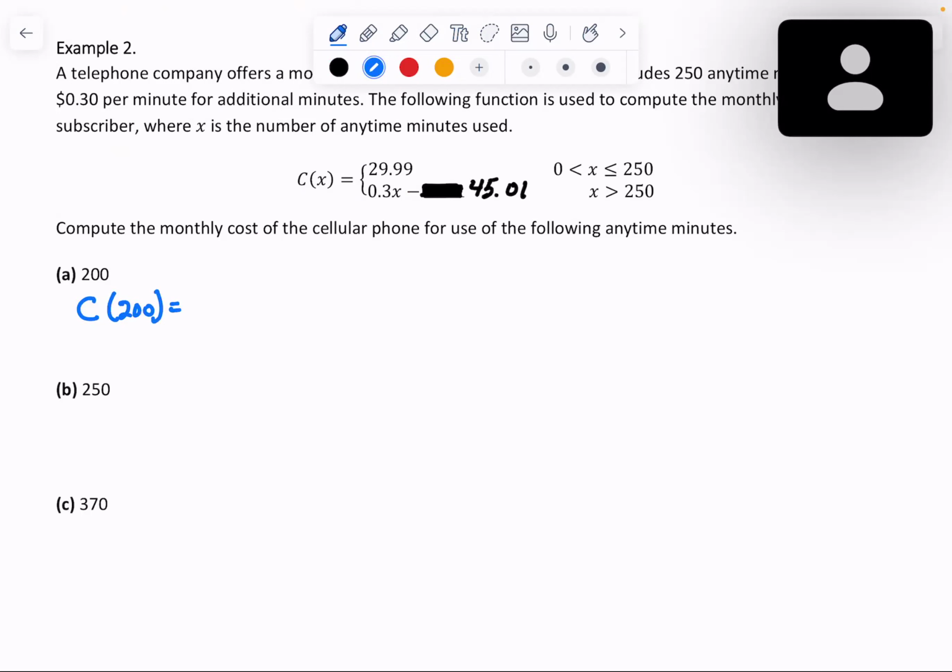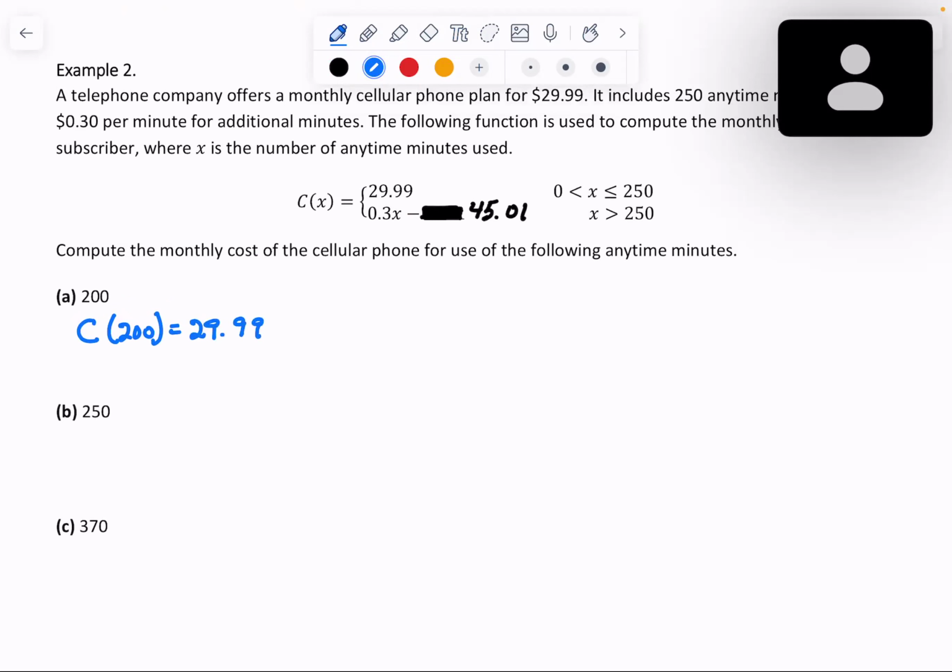If I want to find that, what do you think it is? Someone type it out or just say it out, either one. What do you think C of 200 is? Yeah, $29.99, right? Why is that? Because it fits in the top piece here, right? 200 is in between 0 and 250. So therefore, its cost on that piece is defined by 29.99. It's just a constant function on that piece.